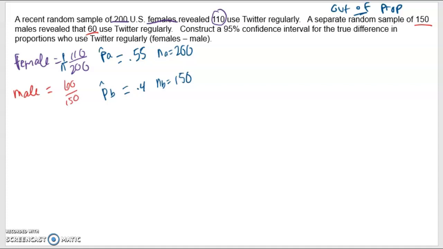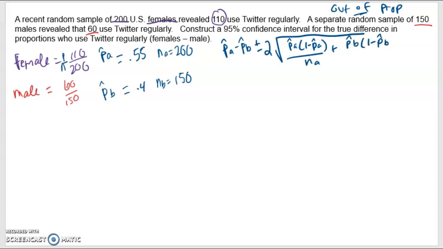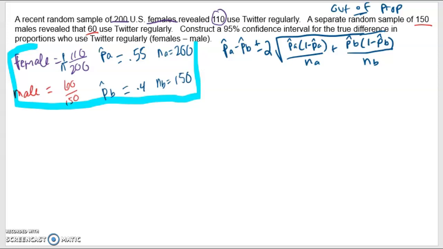Okay, and my formula again is P hat of A minus P hat of B, plus or minus 2 times the square root of P hat of A times 1 minus P hat of A over N of A, plus P hat of B times 1 minus P hat of B over N of B, all under that square root. So an ugly formula, but we know how to use it. I've got P hat of A, P hat of B, N of A and N of B. I think it's really helpful to start off by doing this little section, because then you know everything that you're plugging into your formula.